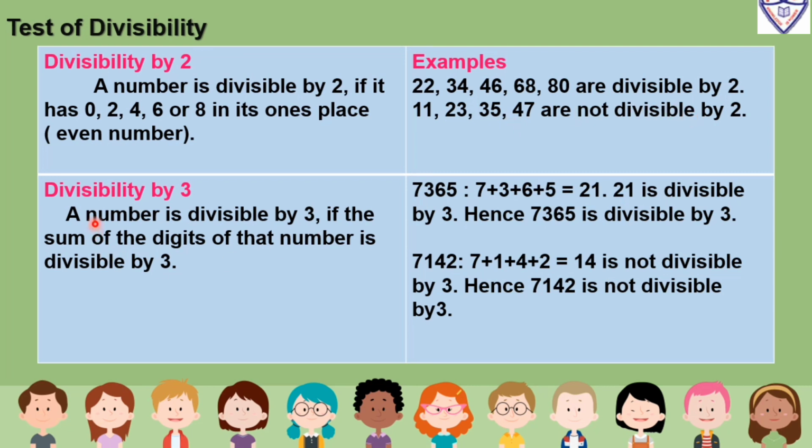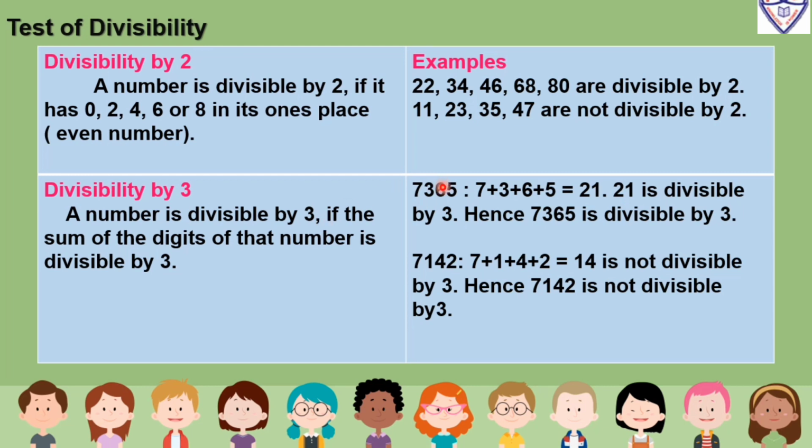Now divisibility by 3. A number is divisible by 3 if the sum of the digits of that number is divisible by 3. We will come to know whether a number is divisible by 3 or not. What we will do, we will add the digits. If the sum of the digits is divisible by 3, then that number is divisible by 3.